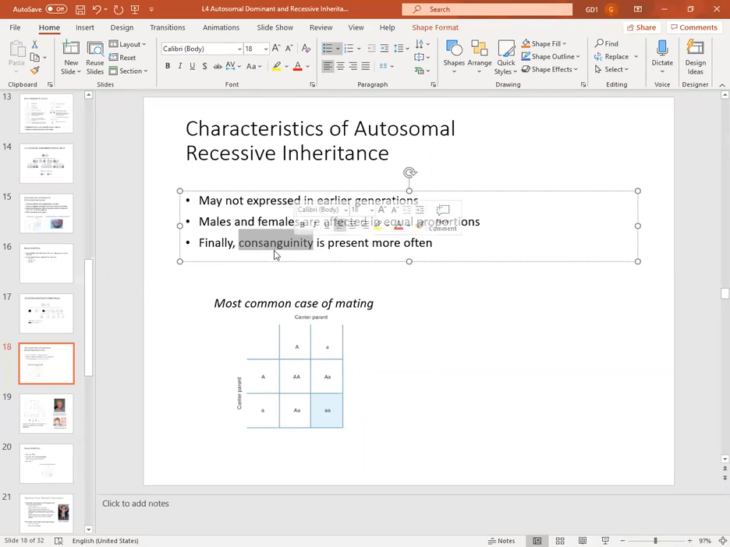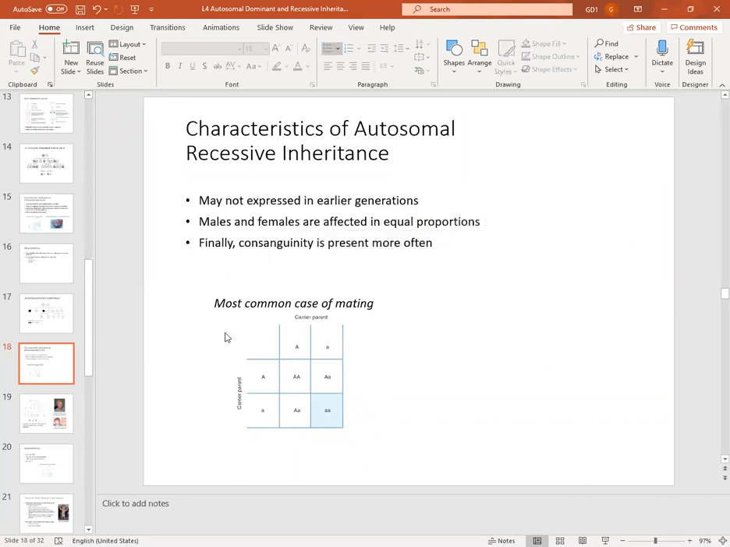Consanguinity is related with mating between closely related people, like brother and sister. So that happens more often in this pedigree. Also, because we are human, not like the animal, humans have some specific characteristics. Some kinds of cases are most common, and some kinds of cases maybe do not actually happen.